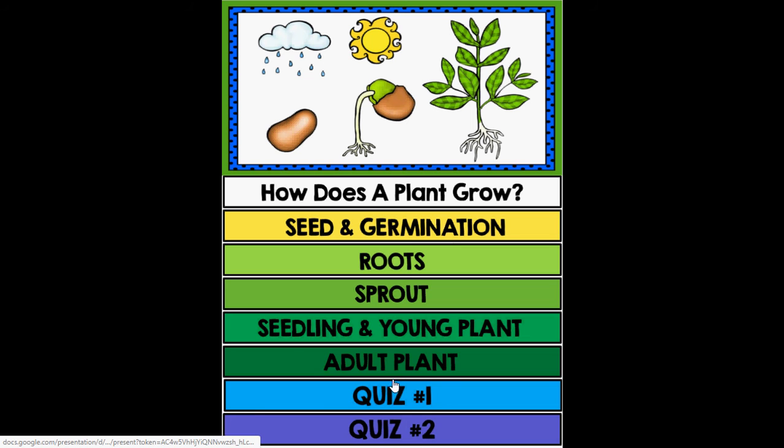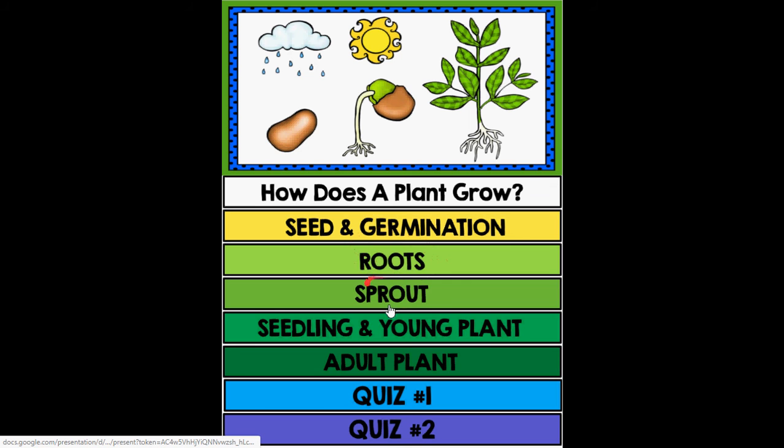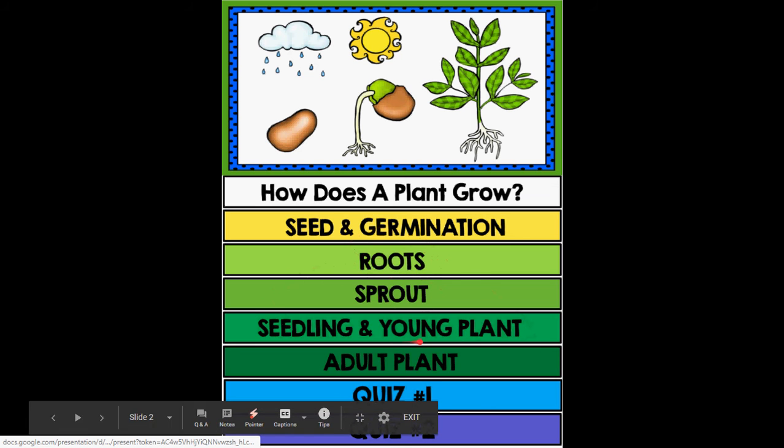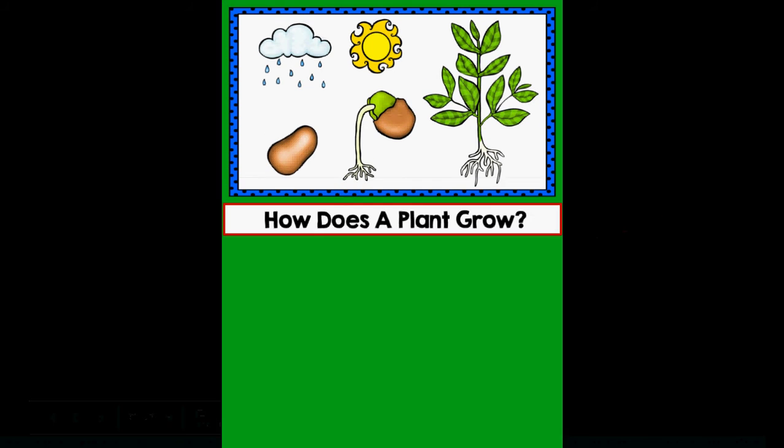As you can see, we're going to have all these topics today: seeds and germination, roots, sprout, seedling and young plant, adult plant, quiz 1 and quiz 2. And quiz 1 and quiz 2 are going to be your activities for your grade this week. So, how does a plant grow?